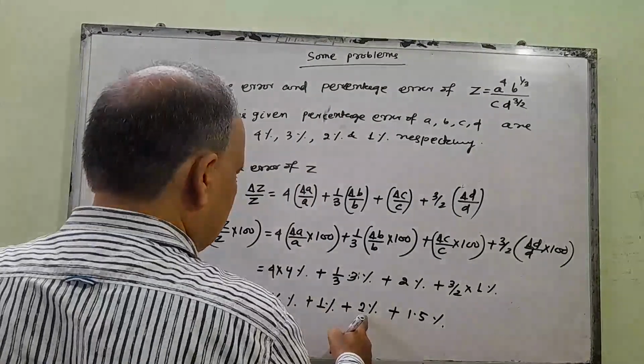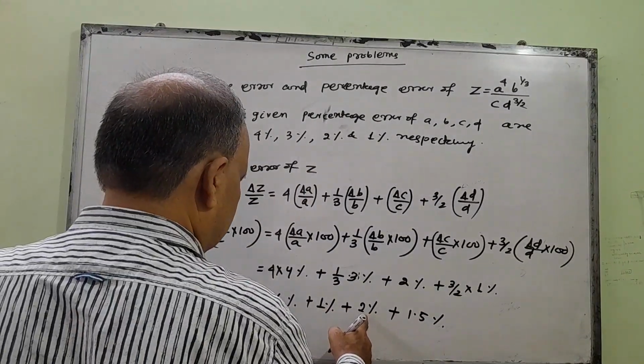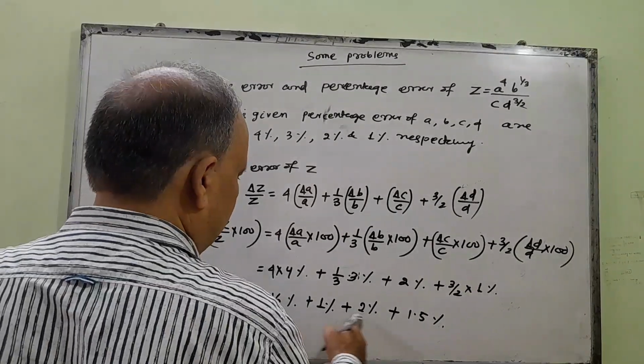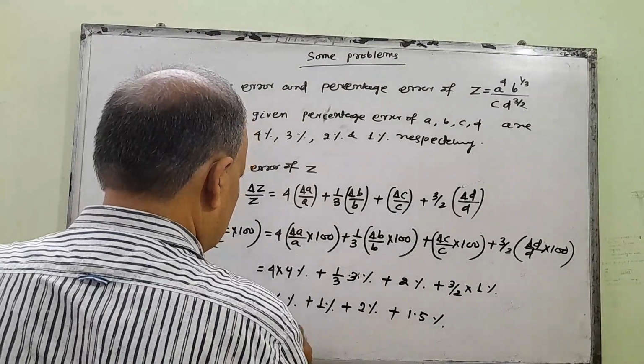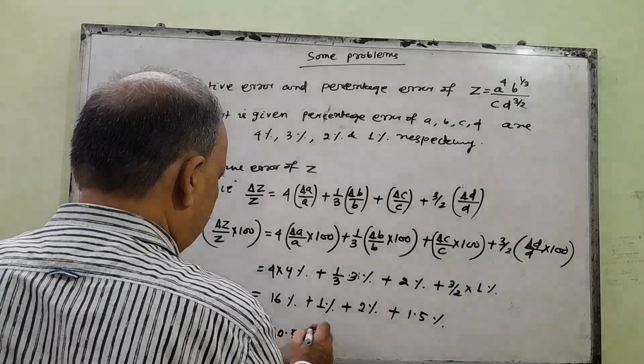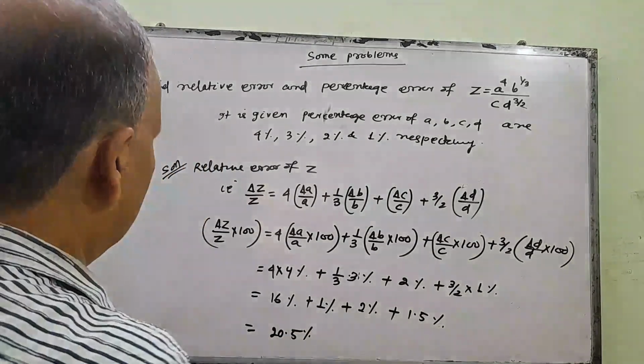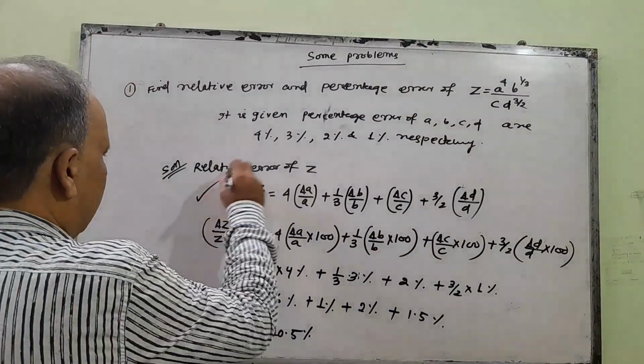That is 16 plus 2, that is 18, plus 1, 19, plus 1.5, that is 20.5%. This is your answer. This is your relative error.